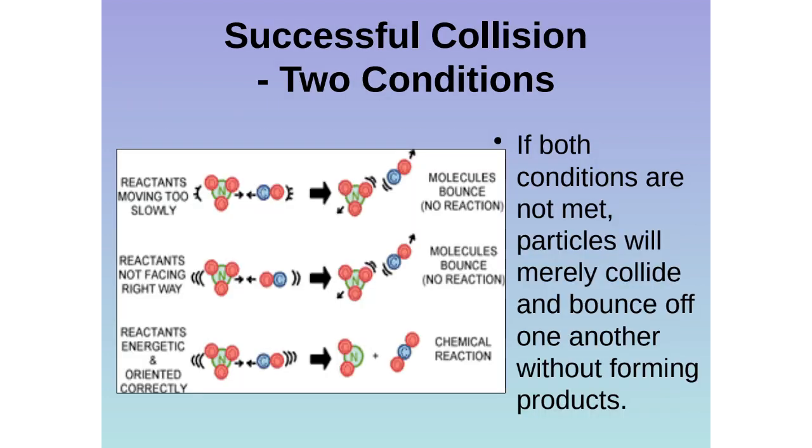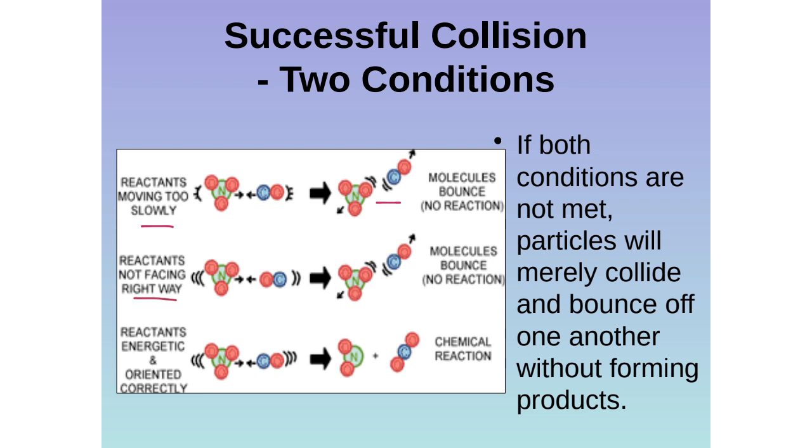So just to recap, we need two conditions to have a successful collision. We have to have proper orientation and sufficient collision energy. And so here's an example of where we have reactants moving too slowly. So when they actually collide, maybe they don't have enough EA to break the bonds and start making products. Maybe they also don't have the right orientation as well.